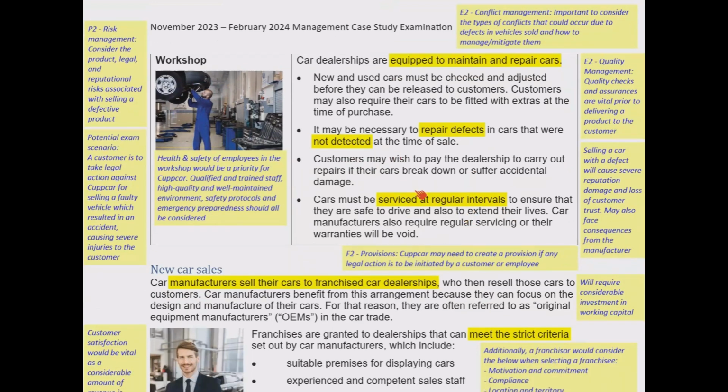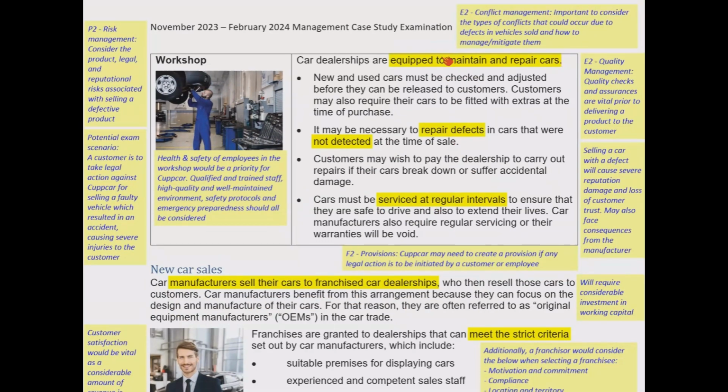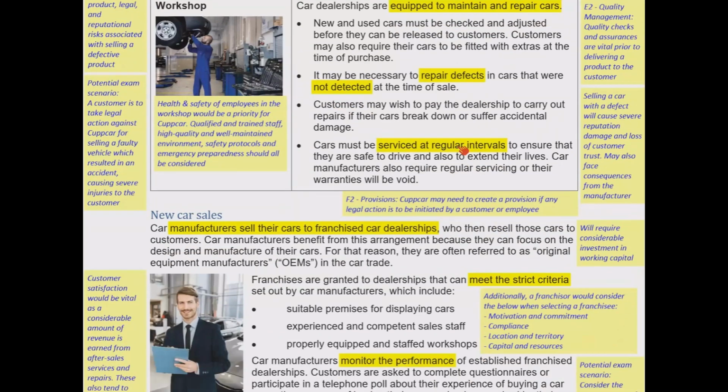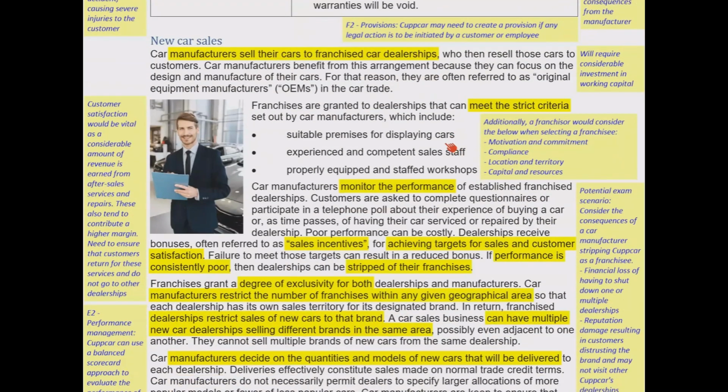Okay, then. So some important aspects of the workshop to think about, particularly when we move on a bit, to realize the amount of income and profit that's generated from the various activities within that workshop. Okay, so let's just think a little bit more now, specifically about new car sales.